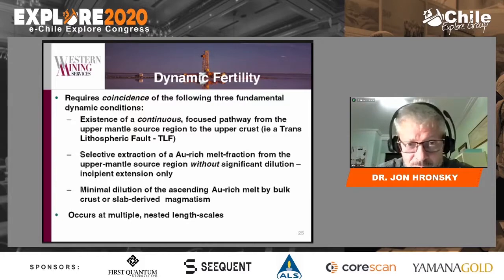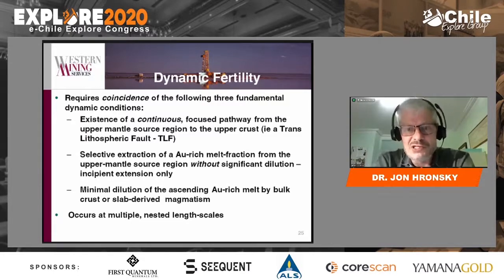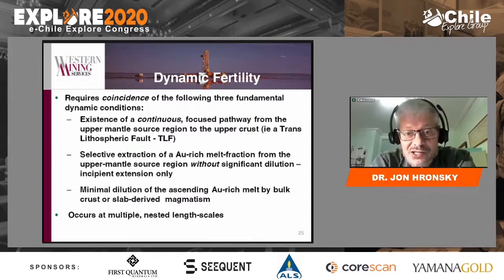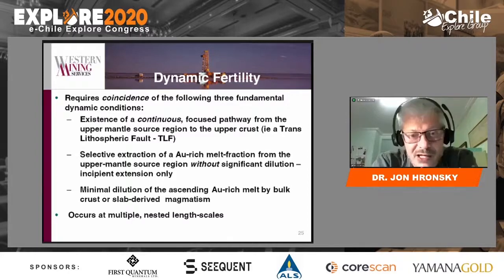So what we need is the coincidence of a continuous focused pathway from the upper mantle source region to the upper crust. And as I discussed before, that requires a translithospheric fault, but it also requires that the lower crust is strong enough. It's not hot, soggy, and melted so that you can't crack that fault through. So that tells us something about the conditions where dynamic fertility is going to prevail.